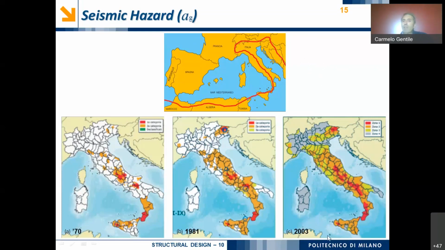Of course, at present, we know very well, not only in Europe, but all over the world, which is the position of the important active faults.